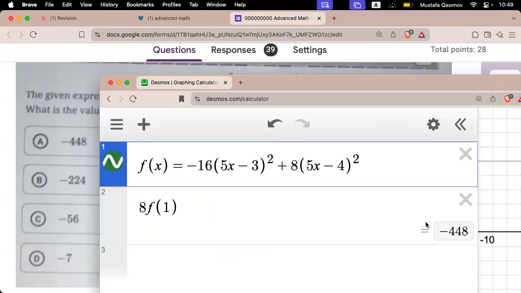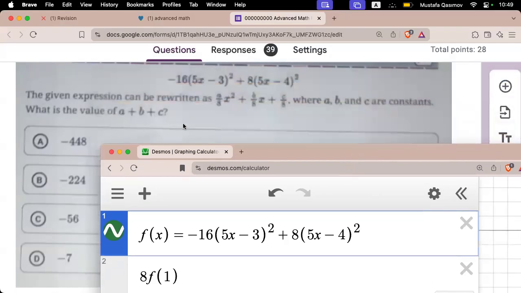When you have a plus b plus c, when it has something like that, you can use f of 1. When it asks, for example, c, you can write here f of 0. When you write f of 0, you will get automatically value of c.